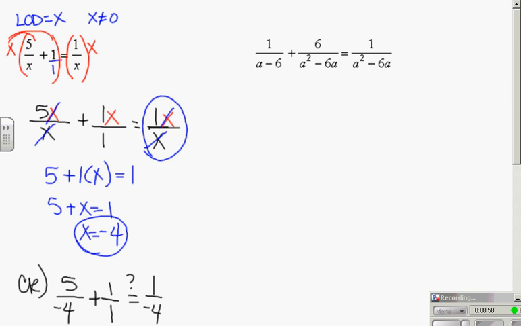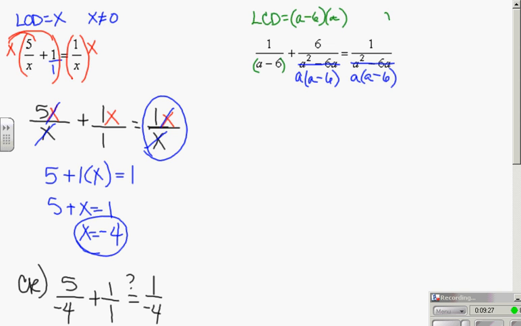Now let's look at another example. Now this one looks more complicated, but I have to factor first. Greatest common factor between a squared and 6a is a, and that leaves a minus 6. This one factors in exactly the same way. You have to factor so you know what your pieces are and so that it's multiplication so you can cancel. So my least common denominator here is a minus 6 times a.